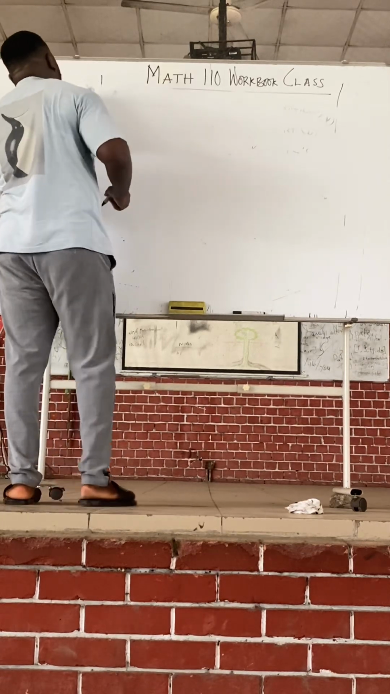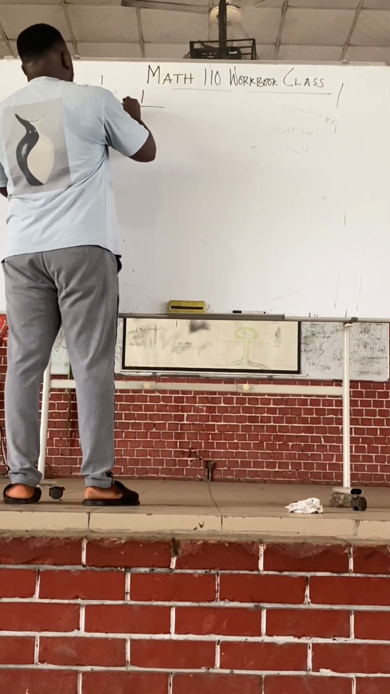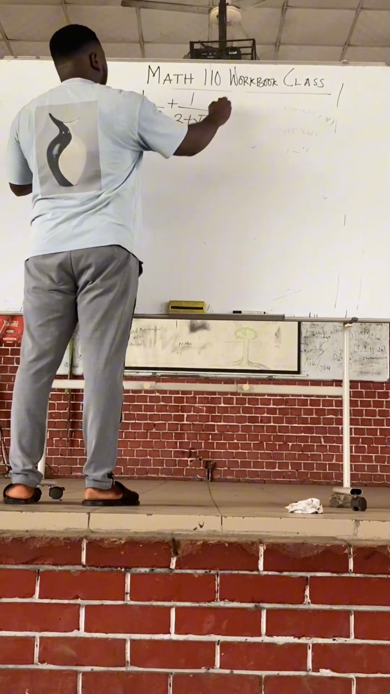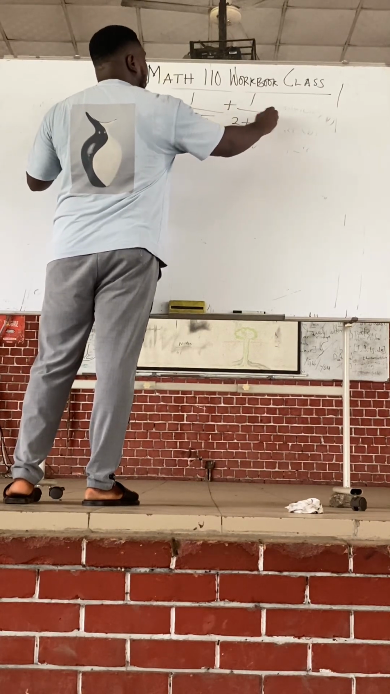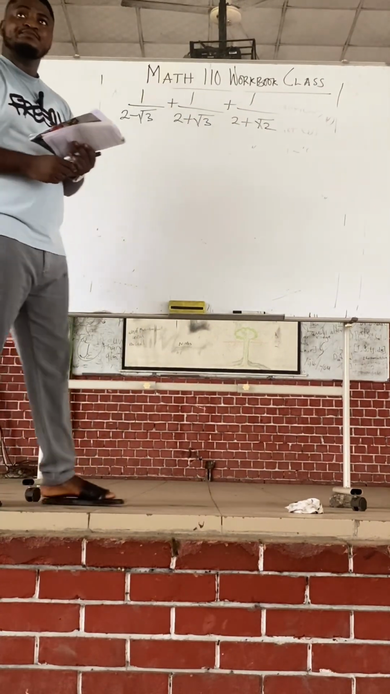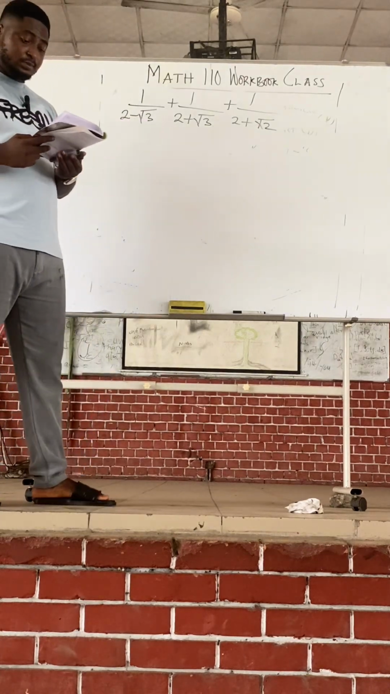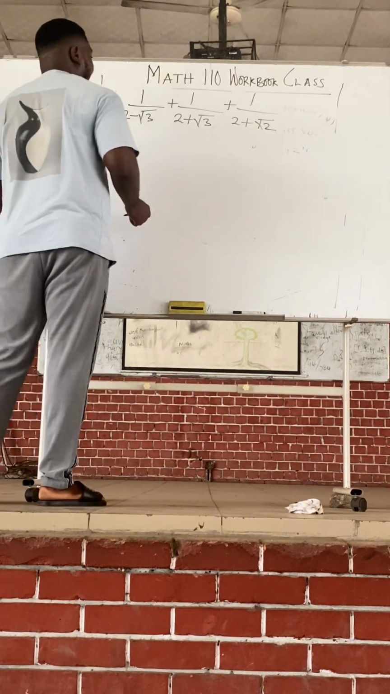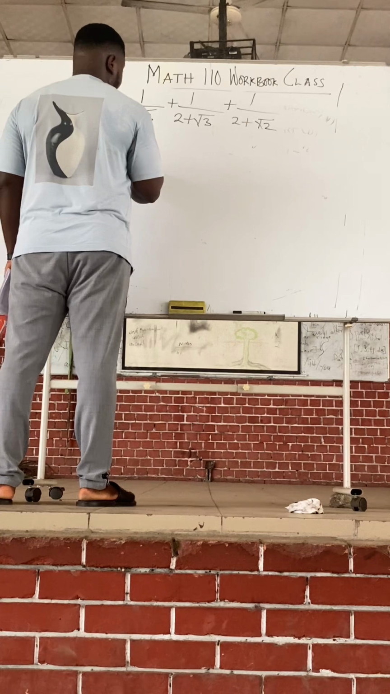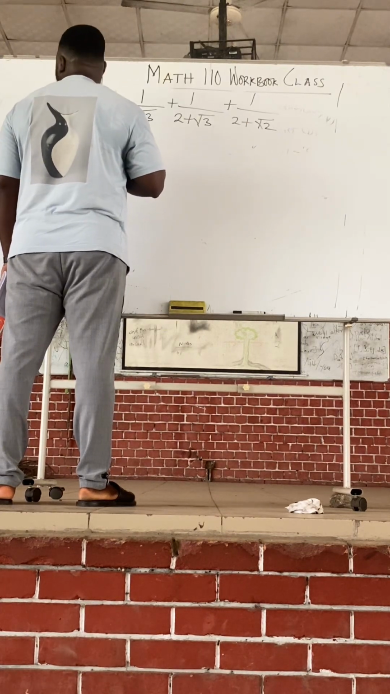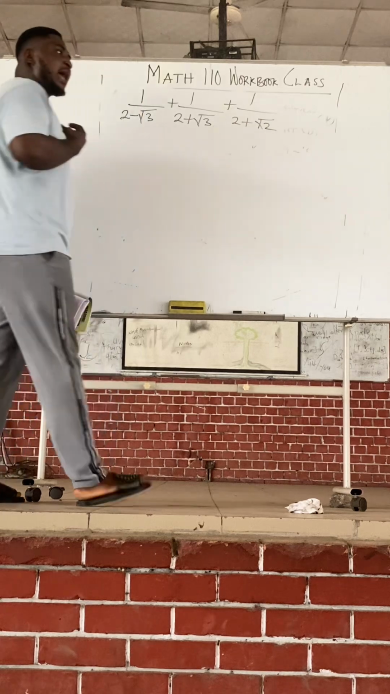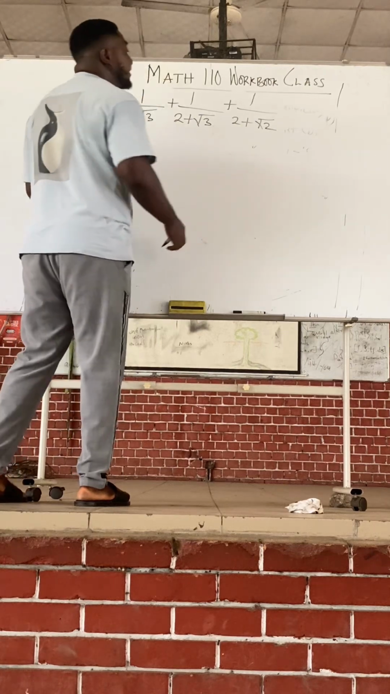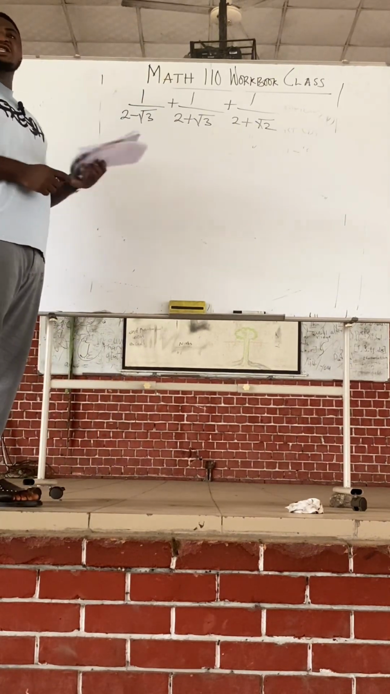Simplify each of the following and write your answers in short form. 1 over 2 minus root 3, plus 1 over 2 plus root 3, plus 1 over 2 plus root 2. Class, there are 2 ways I can go about this. I can first find the LCM, or I can rationalize each of them individually first.